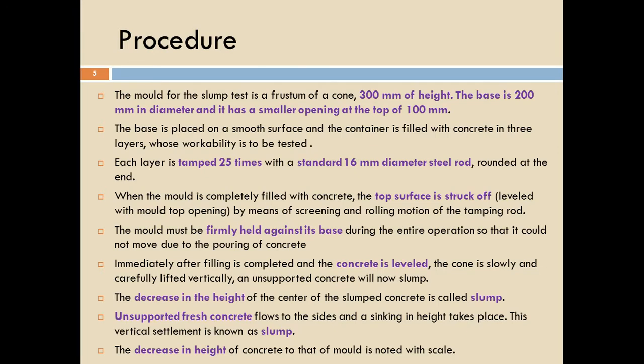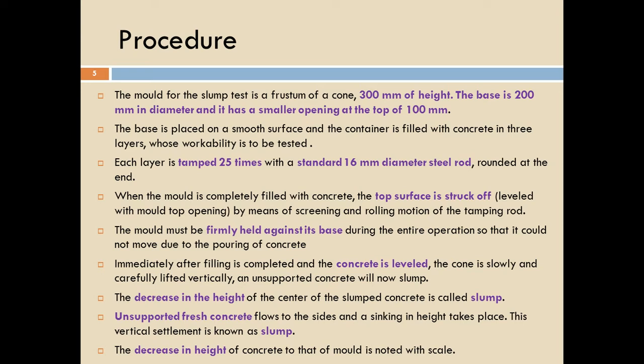I'll just brief out the procedure; I'm not going to read the entire thing. First, the mold for the slump, that is an Abrams cone, is 300 mm in height, 200 mm in base diameter, and 100 mm in top diameter. The inside surface of the cone has to be completely oiled. Whatever dust is there, we have to remove it, and we have to lubricate the internal surface of the cone, because concrete should not adhere to the surface.